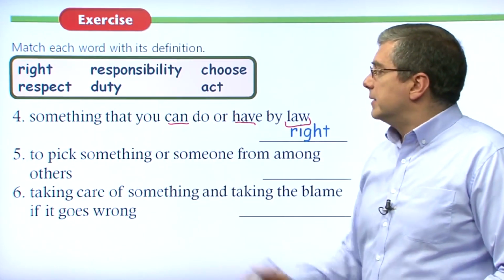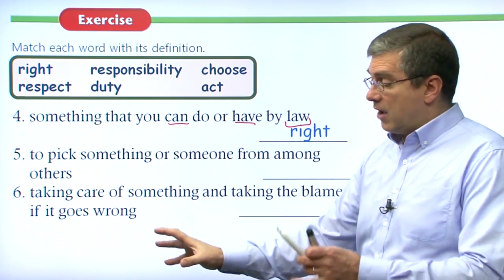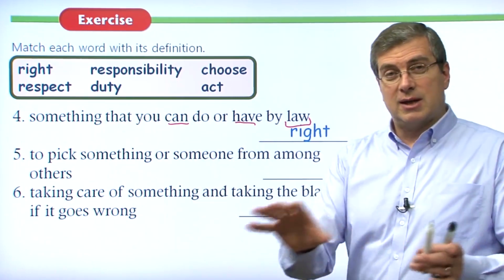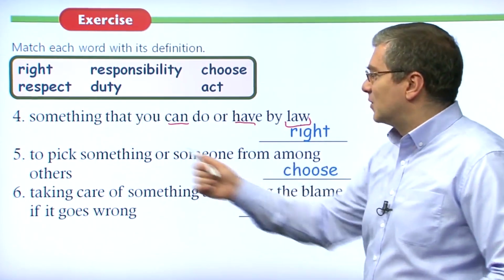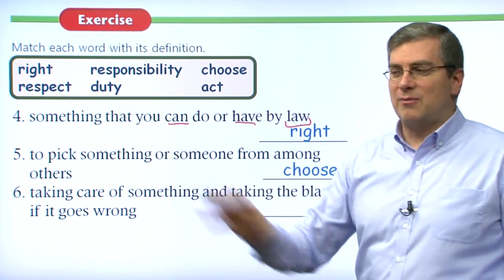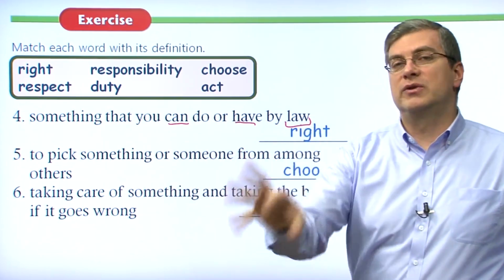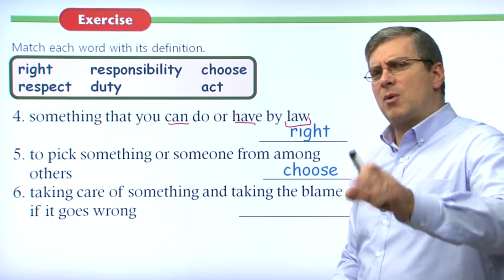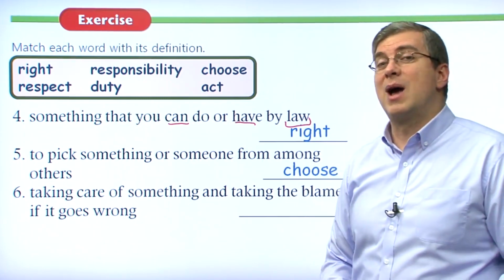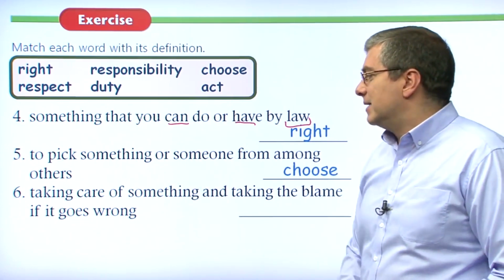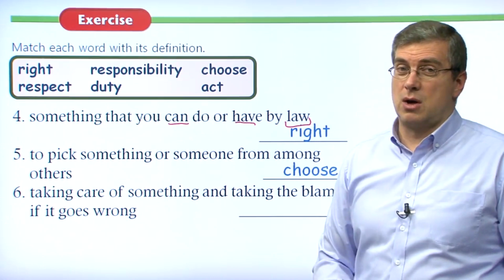Number five, to pick something or someone from among others. So you have many different things that you can choose from. So to pick something or someone, you have many possibilities, many choices. You choose one of those things, right? Remember, when you choose something, choose responsibly. Choose well. Number six, taking care of something and taking the blame if it goes wrong.